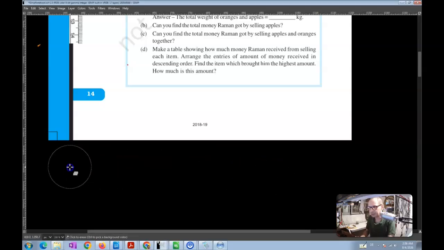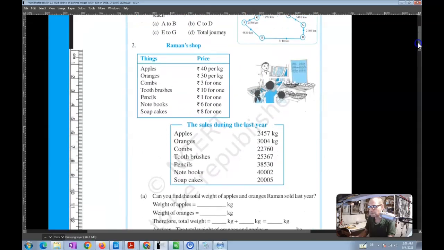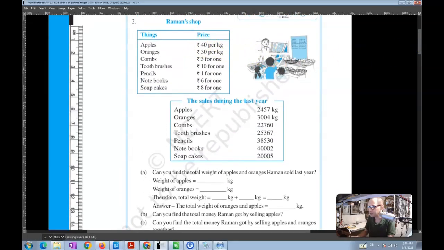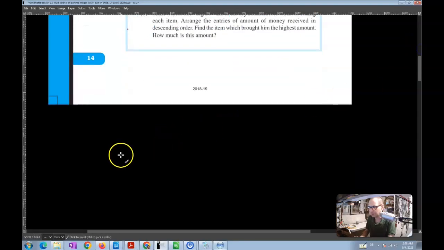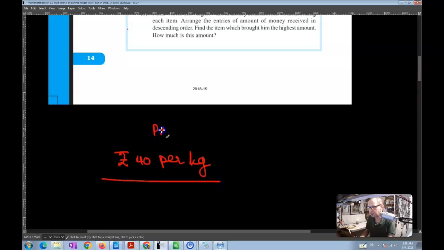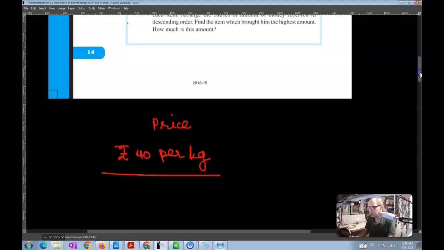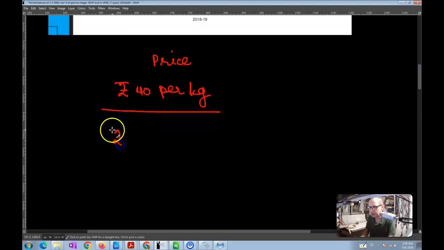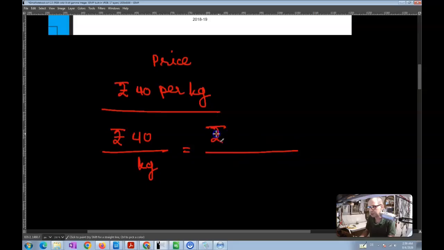And secondly, we have for example 40 rupees per kilogram. So that's rupees 40 per kilogram. This is a price. That's the same thing as saying 40 rupees per kilogram, which is the same thing as rupees 40 per 1 kilogram.